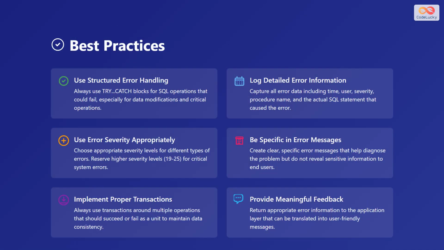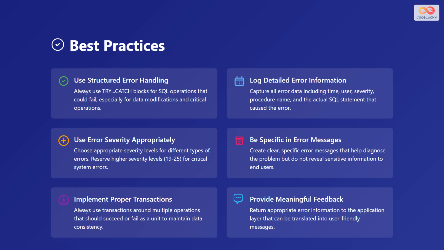Let's look at some best practices for SQL error handling. Use structured error handling. Always use TRY-CATCH blocks for SQL operations that could fail, especially for data modifications and critical operations. Log detailed error information. Capture all relevant error data, including time, user, severity, procedure name, and the actual SQL statement that caused the error.